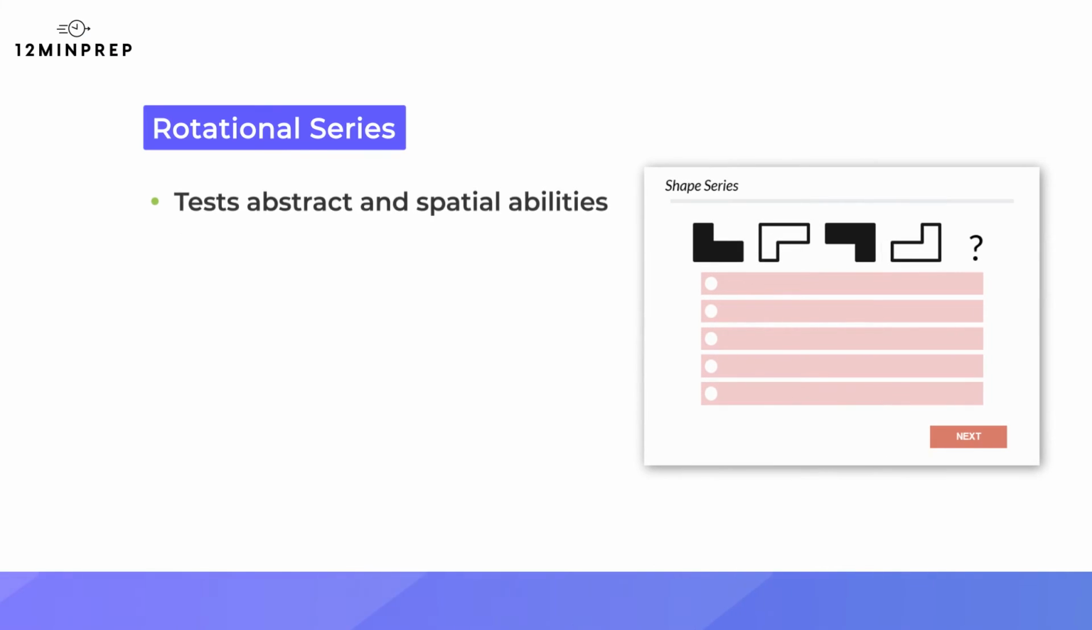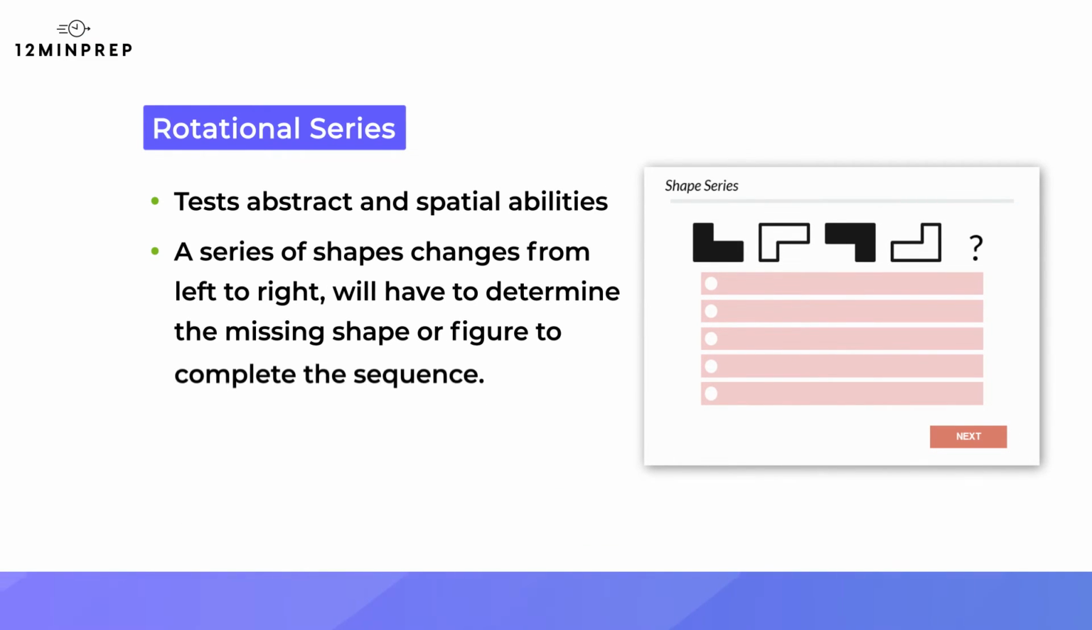Rotational series questions test more abstract and spatial abilities. You will be presented with a series of shapes that change from left to right, and will have to determine what is the missing shape or figure that completes the sequence.